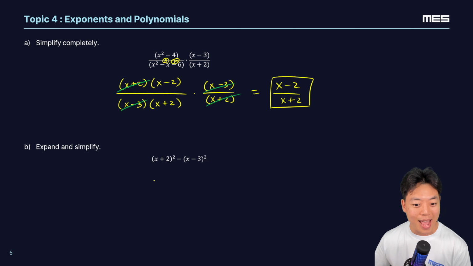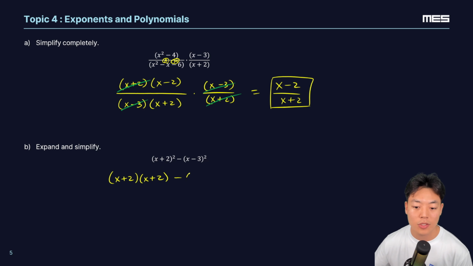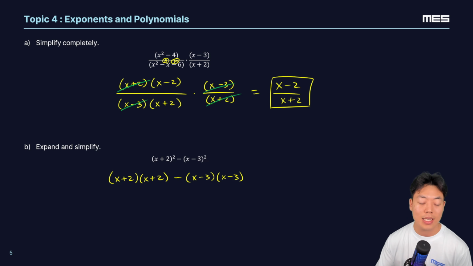Letter B, expand and simplify. The most common mistake that students make with these types of problems is they square just the x and just the 2. But reminder, when we're squaring an expression, that means we're getting that expression times itself. So don't ever forget that. And I like to always rewrite it like this so I don't forget that middle term.